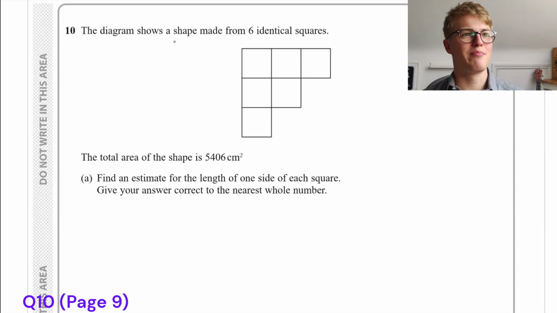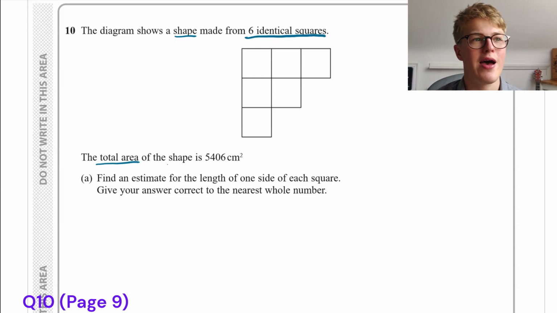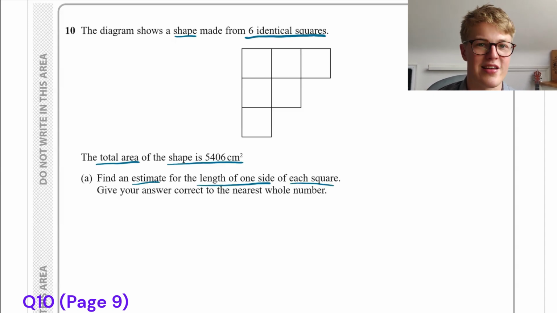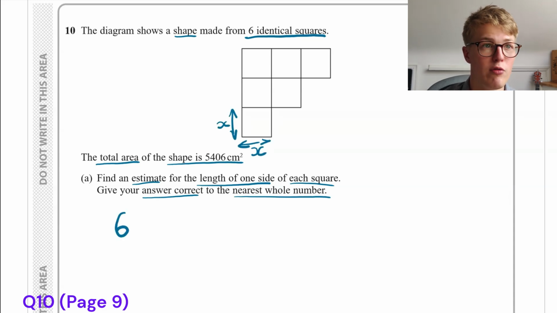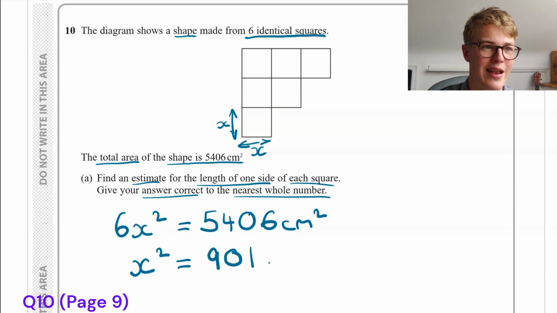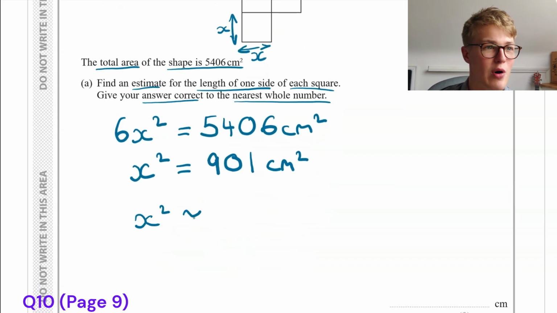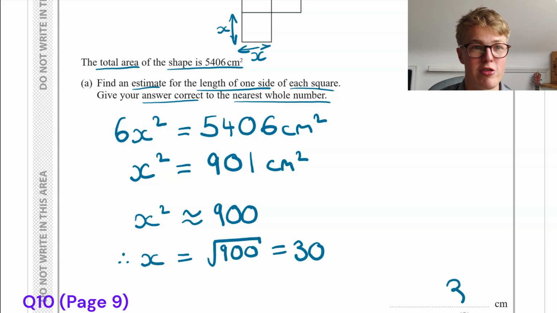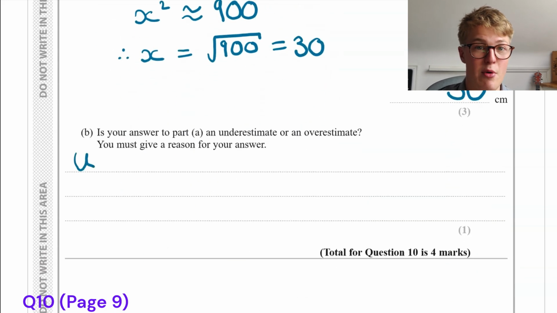The diagram shows a shape made from 6 identical squares. The total area of the shape is 5,406 centimeters squared. Find an estimate for the length of one side of each square. Give your answer correct to the nearest whole number. So 6x squared is going to be the surface area of all of the squares combined, and that is 5,406 centimeters squared as we're told in the question. We divide both sides by 6 and we get 901 centimeters squared is equal to x squared. Therefore x squared is roughly equal to 900 because we need to find an estimate, and therefore x is going to be the square root of 900, which is 30, so 30 centimeters is our estimate for the answer.